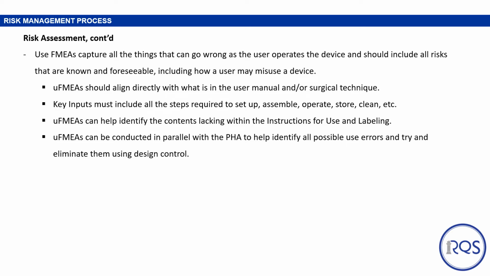the device. UFMEAs can help identify contents that are lacking in the instructions for use or labeling, and UFMEAs can be conducted in parallel with the PHA to help identify all possible use errors and try to eliminate them using design control. An example of a risk in a UFMEA may be a surgeon incorrectly holding a sharp instrument or not following the user manual of that instrument, which leads to them being accidentally cut by the product.